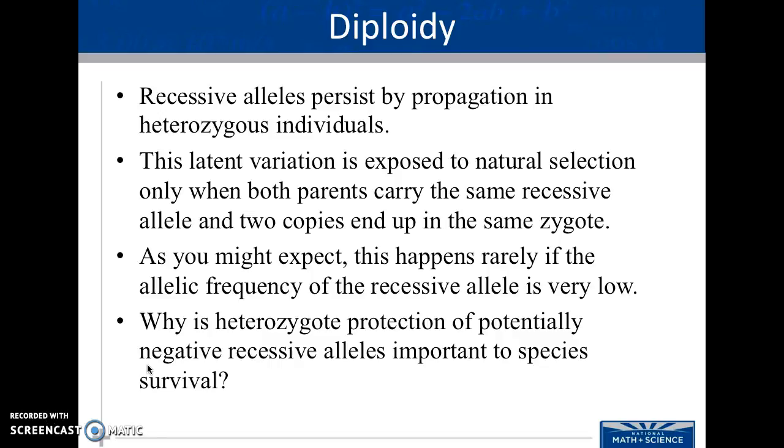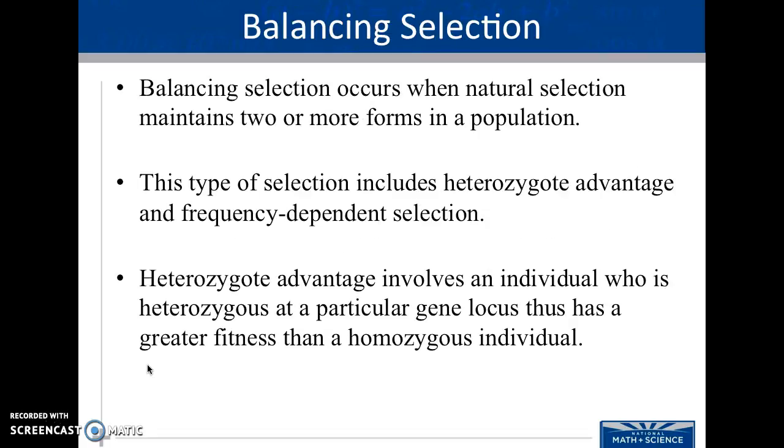Diploidy basically means that recessive alleles can be propagated or passed on through heterozygous individuals. I can have a dominant allele that covers up a negative allele, and if I'm heterozygous, no one will ever know until I potentially pass that on. We call this latent variation or unseen variation, and it is only shown if I or an individual that is heterozygous also mates with another heterozygous individual, and by random chance, both the egg and the sperm contain the recessive allele, and then the organism's offspring would get the 2 recessive alleles. As you might expect, this happens very infrequently, which leads us to talk about balancing selection.